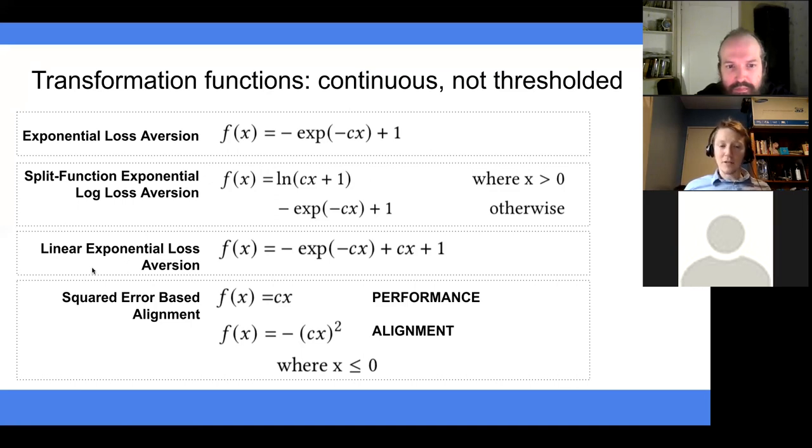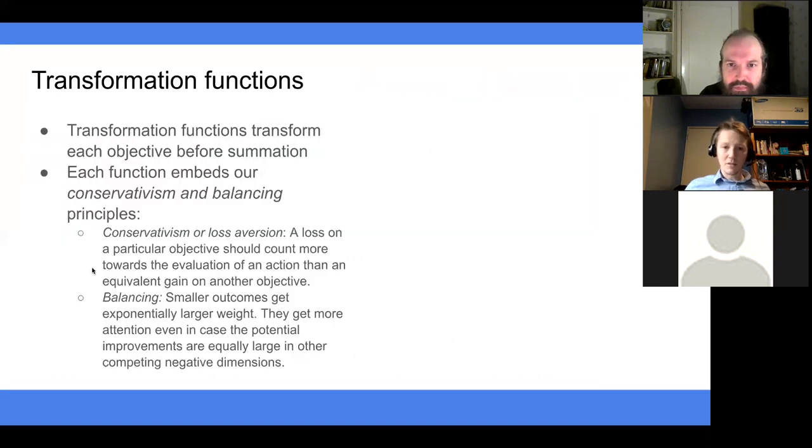We also looked at a linear exponential loss aversion, same principle, achieving some sort of compromise between an exponential and a more softer tapering off in the positive space. And in this case, just adding a linear term. And finally, we looked at a squared error-based alignment method. And this method's a bit different in that we do tell the agent explicitly: we set some objectives, in this case, one objective to be a performance objective and one objective to be an alignment objective, potentially more than one. And then these are treated distinctly. Performance objectives are modeled linearly, alignment objectives have a squared error function and only are applied where x is negative or equal to zero.